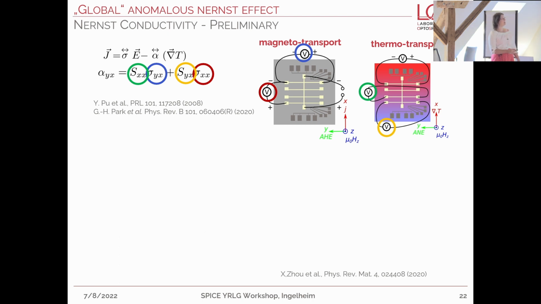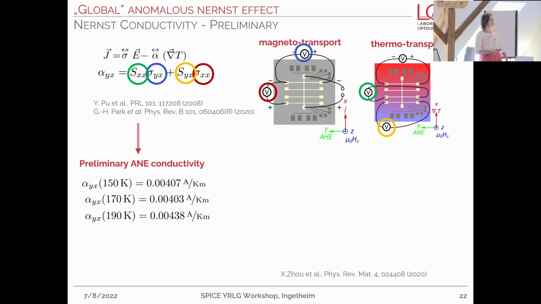So by this, Sebastian was able to get all these parameters and to roughly evaluate the size of this whole anomalous Nernst conductivity. And those are the numbers at different temperatures.